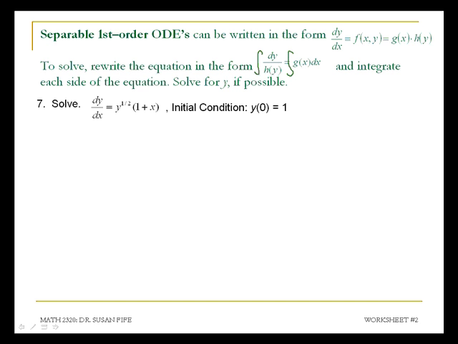So here we're given a separable differential equation. Notice that I have a function of y, y to the 1/2, times a function of x, x plus 1. And we're also given an initial value problem. We're given an initial value so that once we solve this equation, we'll be able to solve for that constant of integration.